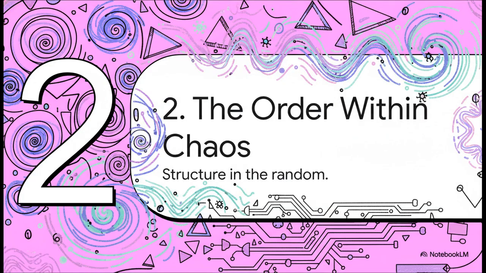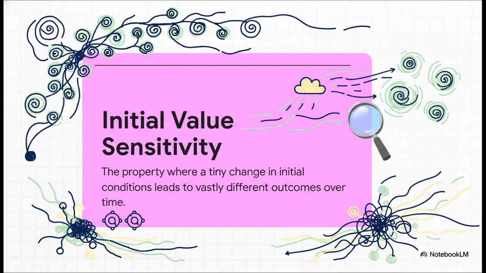So, to really get how they connect, we first need to understand each one on its own turf. Let's start with chaos. What do we actually mean when we say a system is chaotic? It's not just a mess. Well, the absolute core idea is something called initial value sensitivity. And what that means is, even in a system with super simple fixed rules, the tiniest, most microscopic difference in where you start can lead to completely different results down the road.